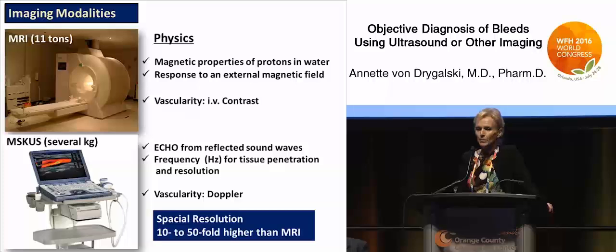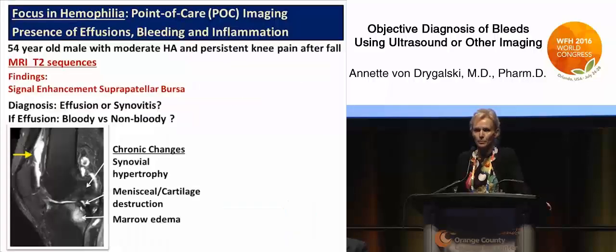What is sometimes a little underappreciated is that ultrasound has a spatial resolution that is 10 to 15-fold higher than the MRI. It's really like zooming with a microscope into certain spaces. So, focus in hemophilia in terms of point-of-care imaging in clinic. Again, what interests us most here is probably finding out about the presence of effusions, bleeding, and/or inflammation.